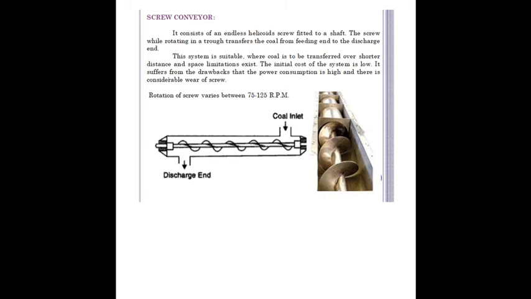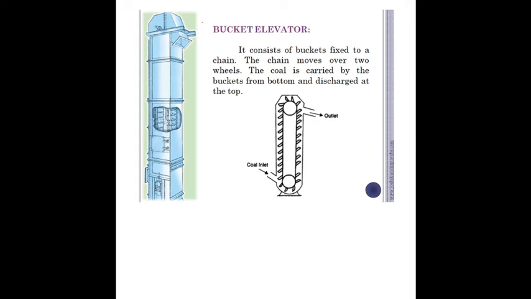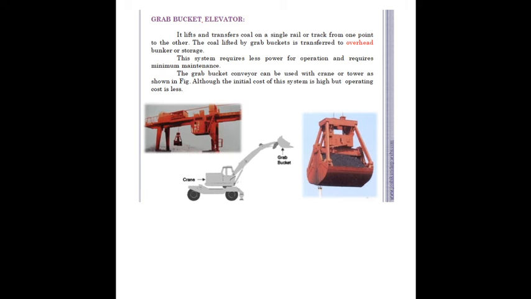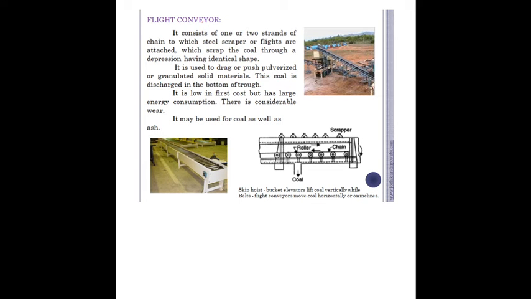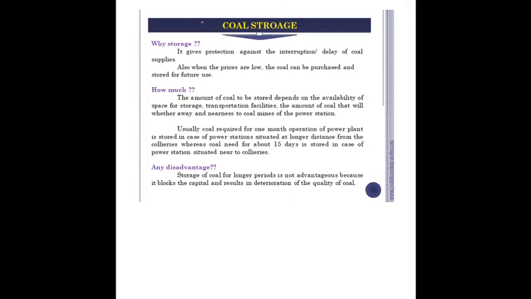We have the screw conveyor. Its function is also for transfer purposes. We have the bucket elevator, that is also for the transfer of the coal. We have the grab bucket elevator. You can see in the figure, these are the bucket elevator and grab bucket elevator. This is the skip hoist, also used for the transfer of coal. This is the flight conveyor, also used in power plant stations in the coal handling unit.